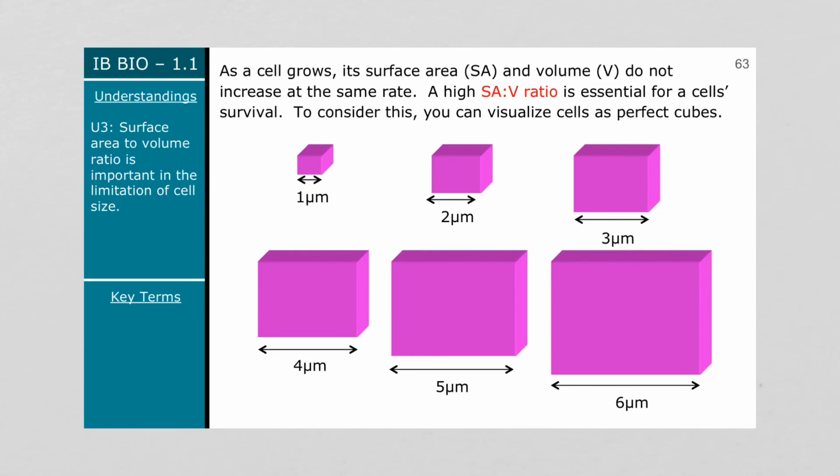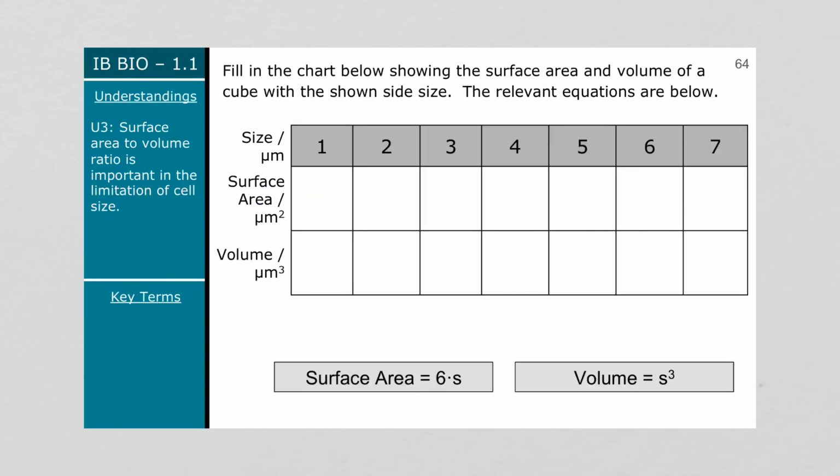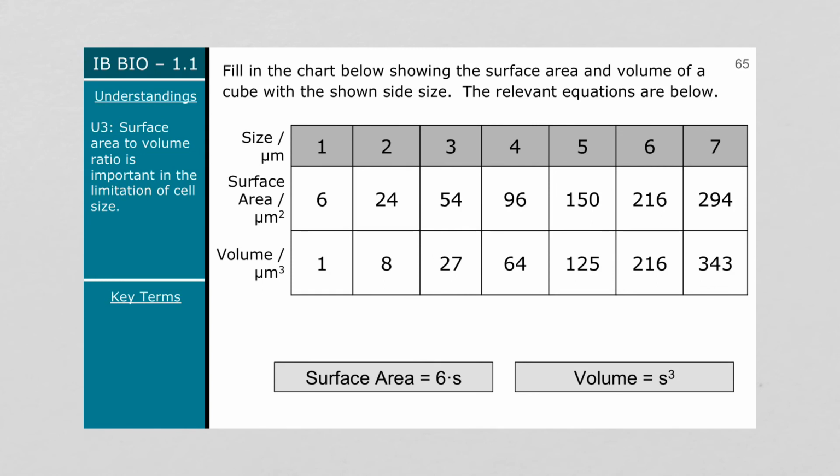So when a cell grows, both the surface area and the volume increase, but not at the same rate. So this is showing an increase in the length of the side of each of these cubes, but then the volume and the amount of surface that the cubes have exposed does not increase at the same rate. So the first cube, the surface area was 6 micrometers squared. The volume is 1 micrometer cubed.